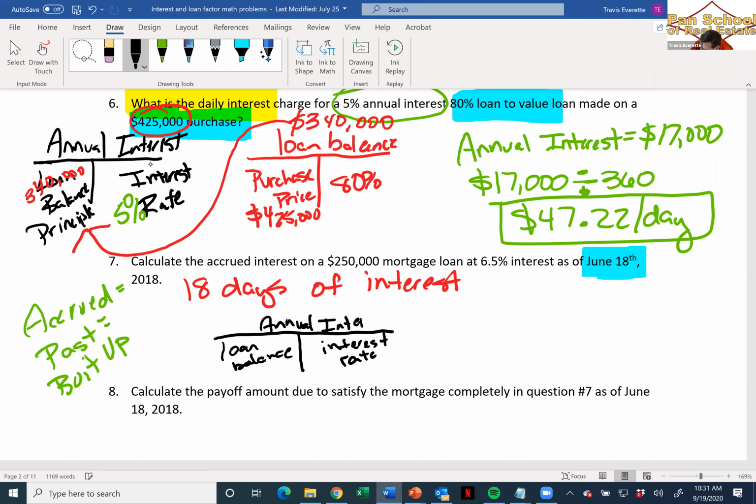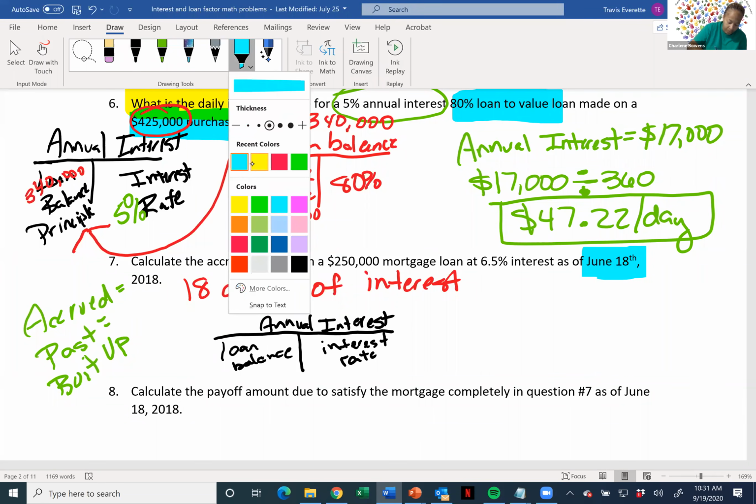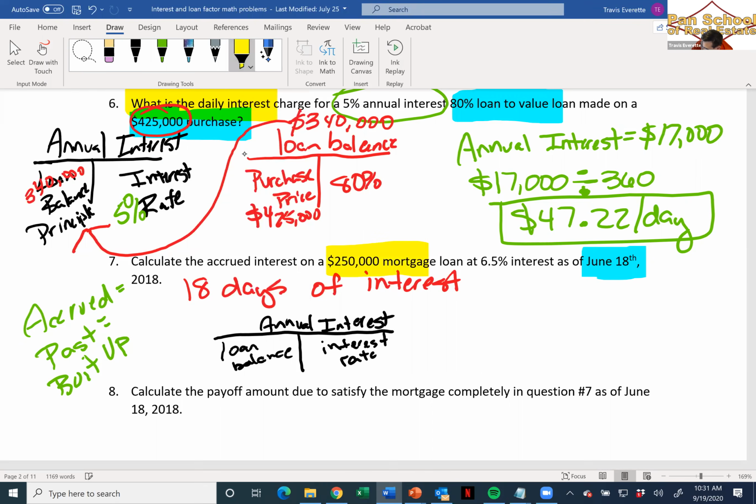Okay? Let's see if they gave us those things. Did they tell us what the loan balance was? Yes. Looks like right here, they told me that the loan balance was $250,000. So I'm going to go with that. Did they give me an interest rate? Yep. 6.5%. So I don't need to do any more figuring out. I got it.